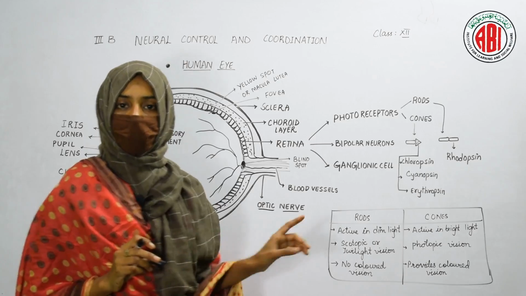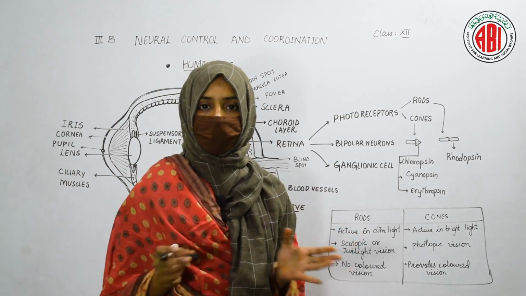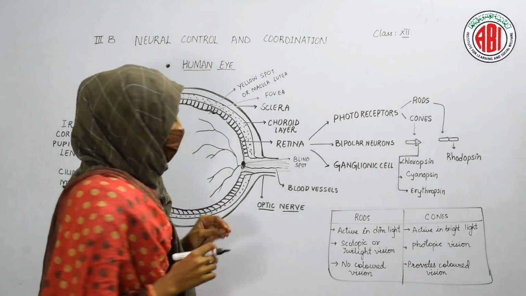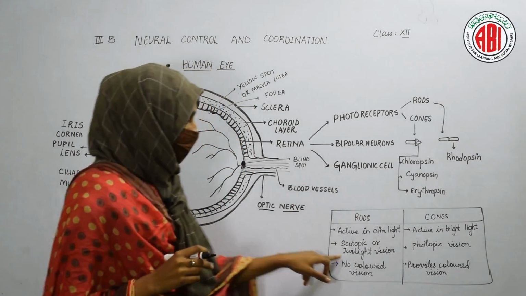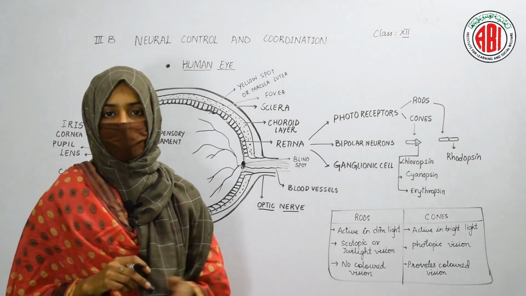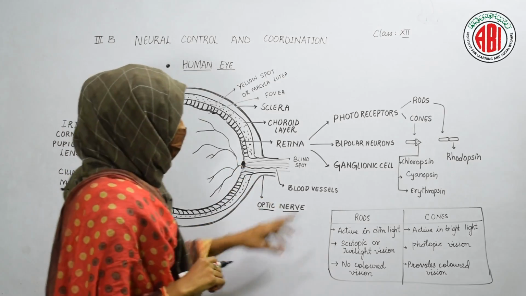During the night time, the rods get activated and they help you to visualize the different things that are present in your environment. This type of vision is called scotopic or twilight vision, and it does not show any color. No colored vision is provided by our rods.